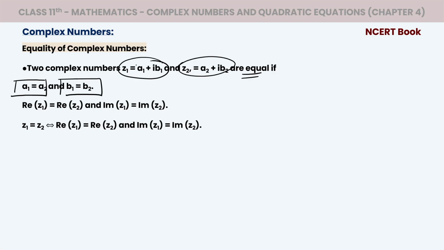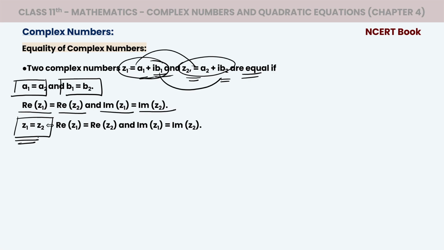right? The first number should be equal to the first number and the second number should be equal to the second number, right friends? The real part should be equal to the real part and the imaginary part should be equal to the imaginary part. I am not saying real with imaginary or imaginary with real. No, the real part equals the real part, and the imaginary part equals the imaginary part, right? So here can you see, the real part of z1 equals the real part of z2, and the imaginary part of z1 equals the imaginary part of z2. Then we say z1 equals z2.